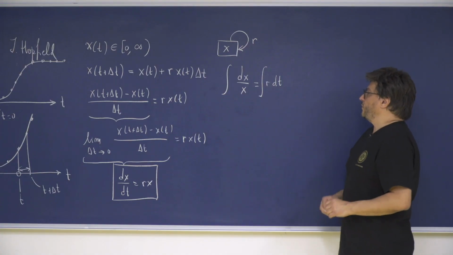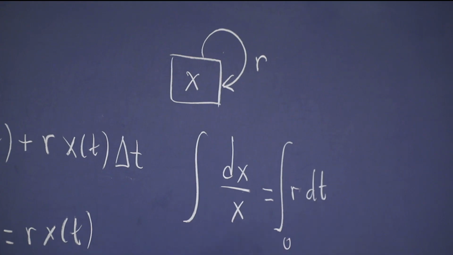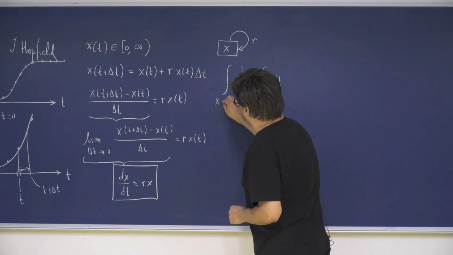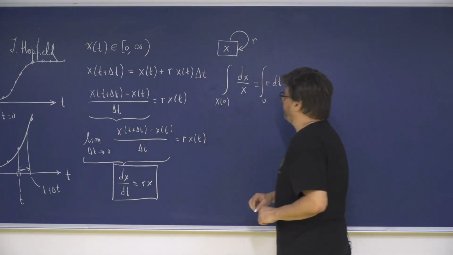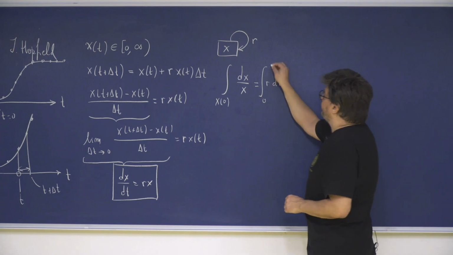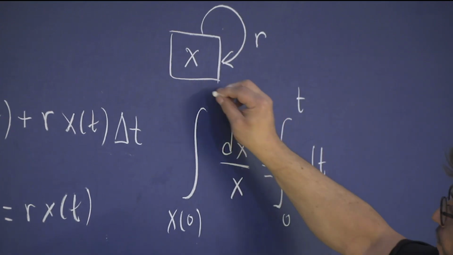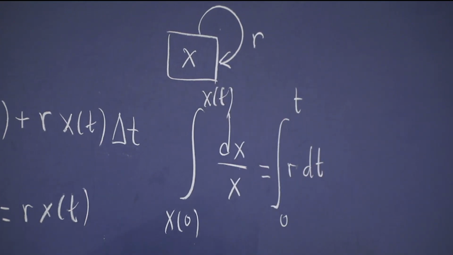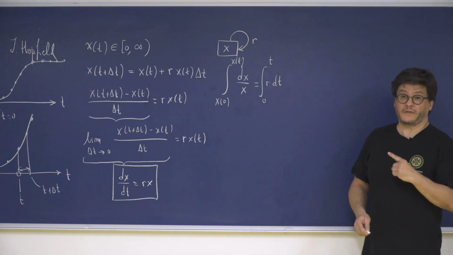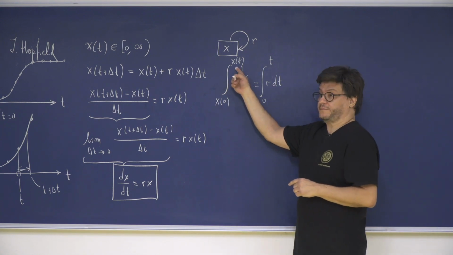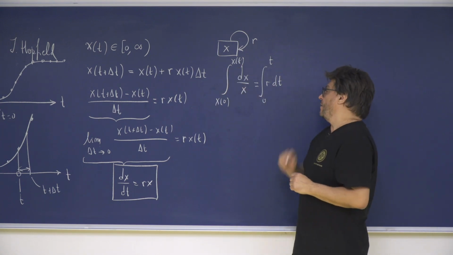Integrating between what and what? Well, at time 0, my population was x of 0. At time t, an arbitrary time in the future, I have x of t. That's what I want to find out. That's my target. Okay? Very well.